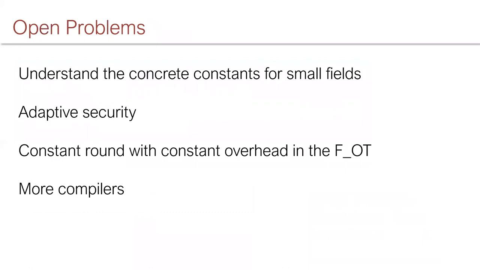I'll wrap up with several open problems. First and foremost, understanding the concrete constants of small fields and AG codes. This is the major open problem for constant communication overhead. Second, can we push this approach to achieve better adaptively secure protocols by using an adaptively secure FMULT, or maybe other features of FMULT will give us other features in the overall compiler? Can we get constant round with constant overhead in the FOT hybrid? Our protocol achieves that only in the FOEV hybrid. And finally, we need more compilers with different features. With that, I'll conclude. Thank you very much.